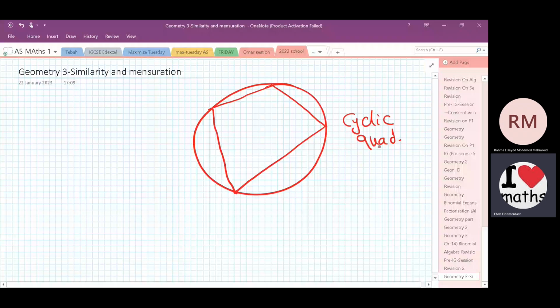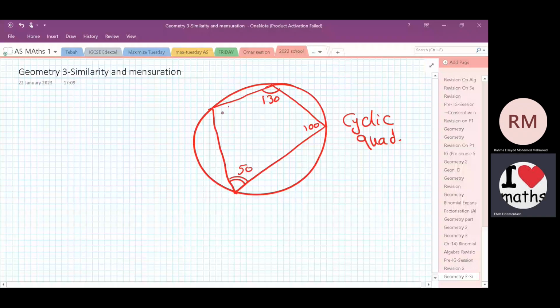What is the property? Do you see any two opposite angles? Their sum will be 180. For example, if this angle is 130, can you tell me what the opposite angle will be? 50. If I said this angle is equal to 100, who can tell me what this angle is? It will be 80. Okay, it's very basic.